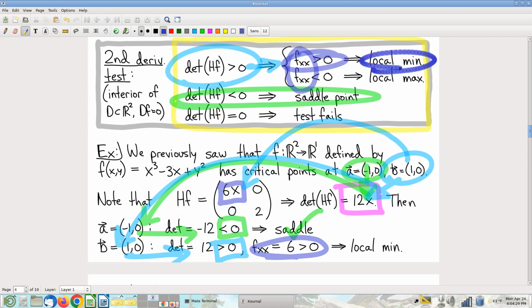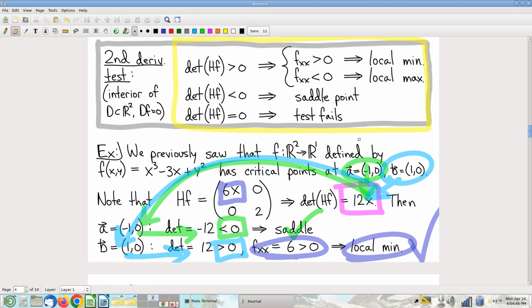Positive means local min. So that's a local min. Everybody see how that works? It's plug and chug. Okay. Cool.